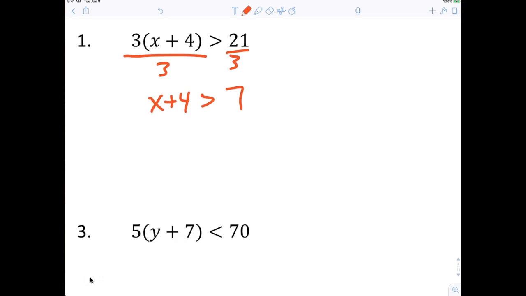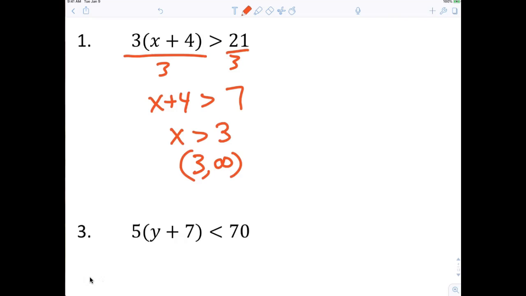Now what? Subtract 4. So x is greater than? 7 minus 4 is 3. X is greater than 3. Now, if you need a number line, draw the number line. But when you get to advanced math, we use interval notation. So where are we starting at? We're starting at 3. And then we're heading towards what? Infinity. 3 to infinity. Both of them in parentheses.